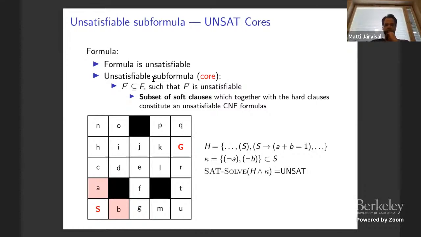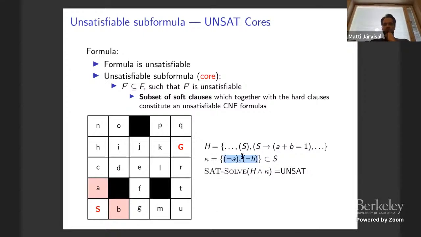So now we're getting to this illustration that we're going to use for the algorithm. Remember our shortest path problem. Now we have the hard constraint stating that S has to be visited. And because we visit S, we have to visit exactly one of A and B. And now we have the soft clauses stating: I would prefer you not to visit A, and I would prefer you not to visit B.